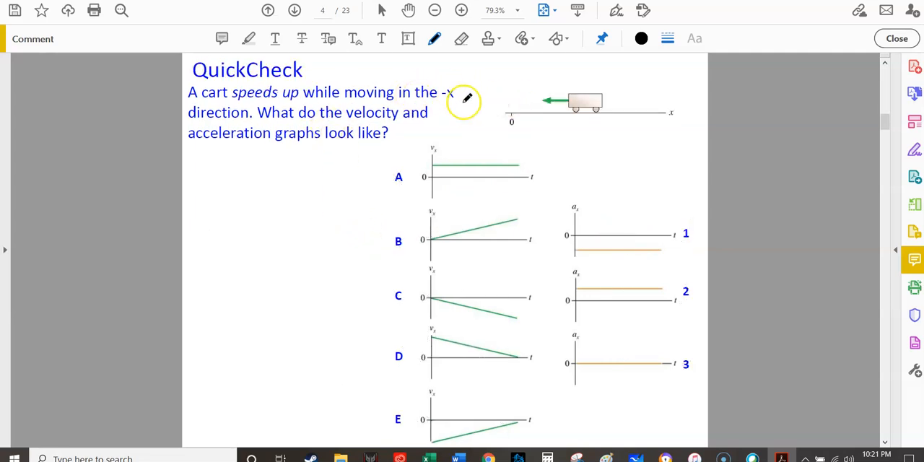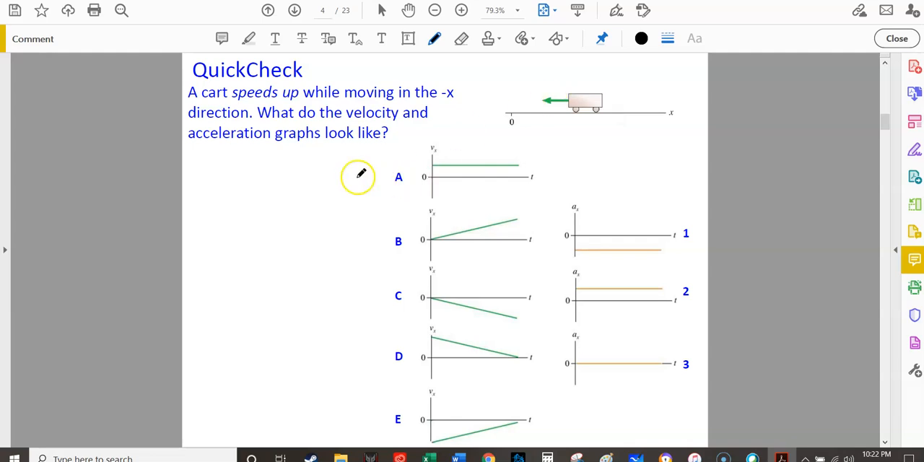Here we have another cart that is traveling in the negative x direction. So it's got a negative velocity, and it looks like it's speeding up as it's moving in that direction. So please go ahead and pause the video and try doing this. Start off maybe by drawing your acceleration vectors and velocity vectors. Okay, and let's see how you do on this one. So try to match up the letters to the numbers and pause the video now.